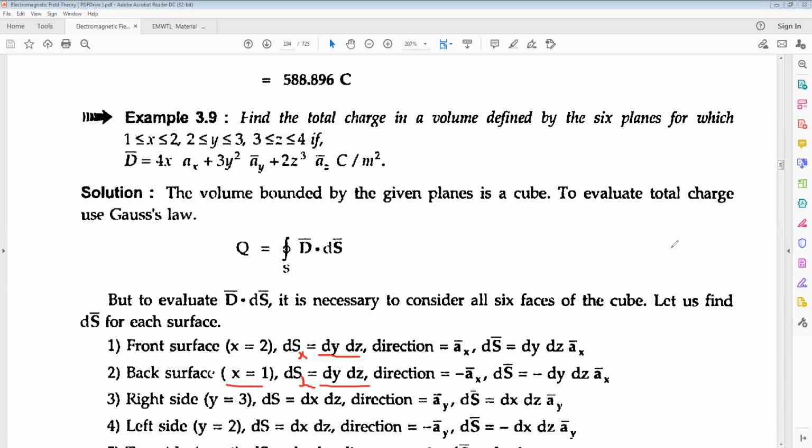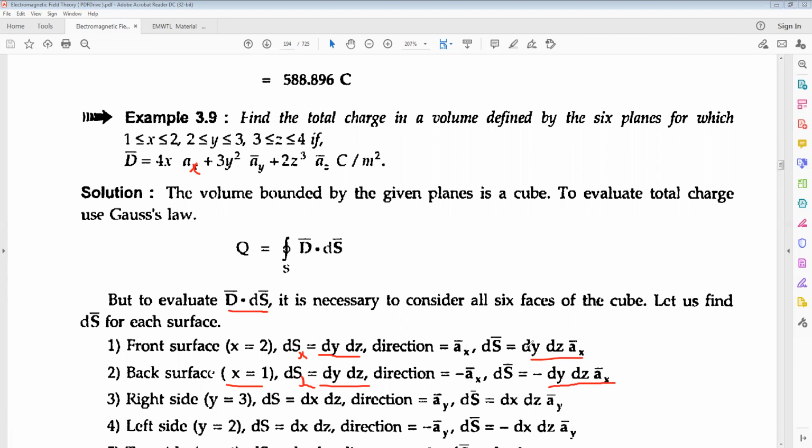Got it, my dear students? For the first function, the D bar is equal to... when I can apply the D bar dot dS bar, and the dS bar is equal to dy dz into aX bar. Here for this one it is dy dz into aX bar, because the direction is a back surface, so it is a minus.